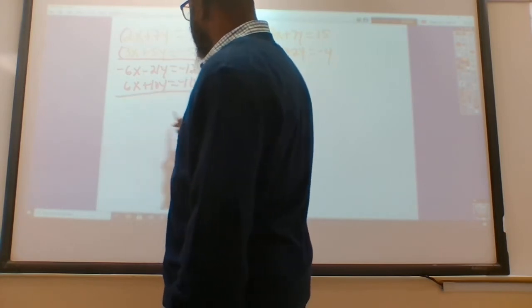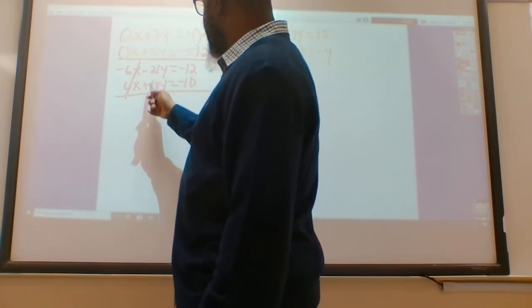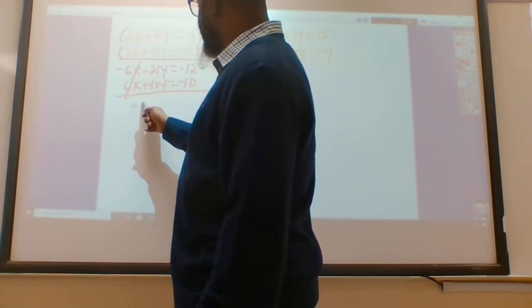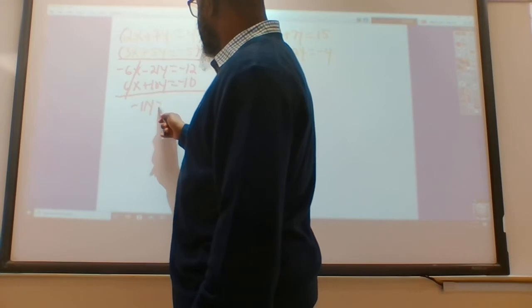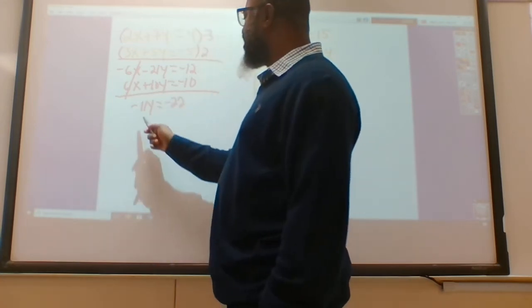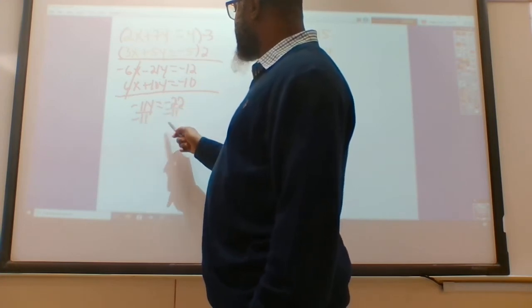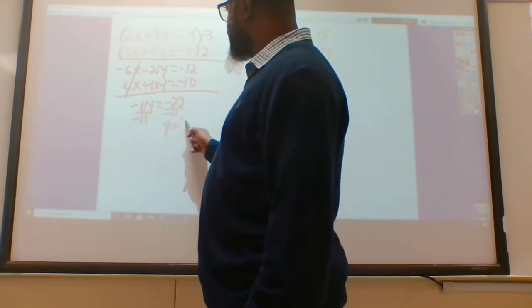Now my x will cancel out. So I will have negative 11y is equal to negative 22. In this case, I will divide both sides by negative 11. In this case, y is 2.